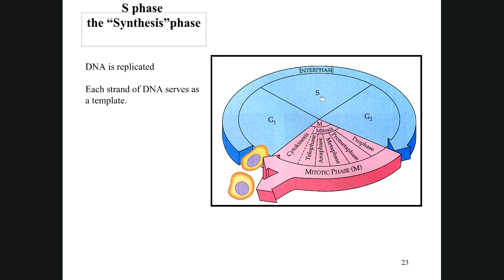The S phase, S stands for synthesis. This is where the DNA is replicated, is copied. All those nucleotides that were made previously in G1 and the enzymes are used to copy the DNA. So the DNA is replicated, and all the chromosomes now consist of two sister chromatids held together by a kinetochore in the region called the centromere. So they've all been replicated, and each chromosome consists of two sister chromatids.